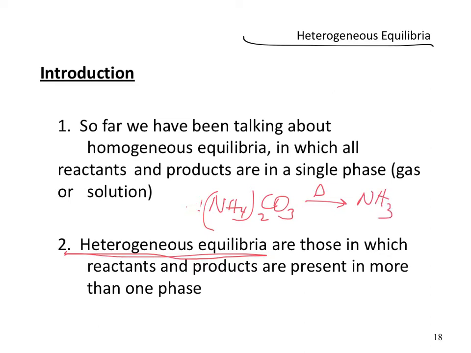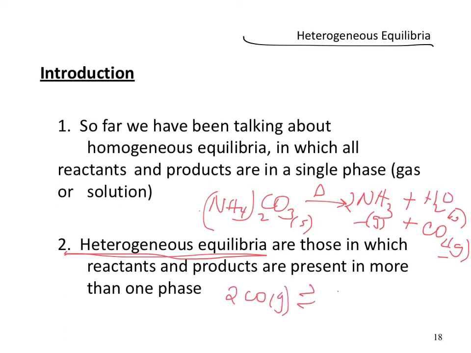It gives you ammonia, and it will give you water, and it'll give you CO2. So all the three are gaseous in nature, whereas your starting material was a solid. So this will be an example of heterogeneous equilibria. You can consider carbon monoxide, which is in the gas form, to be in equilibrium with CO2, which is a gas, and carbon, which is a solid.